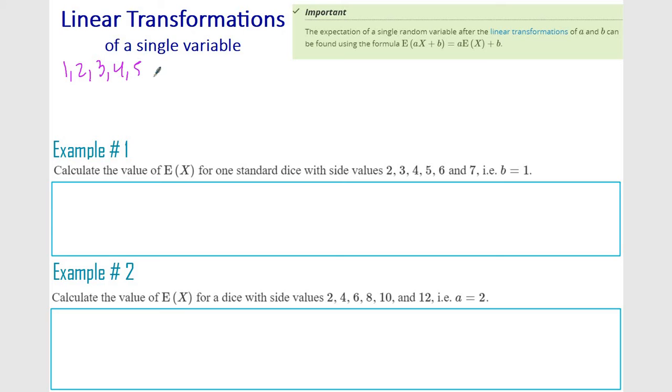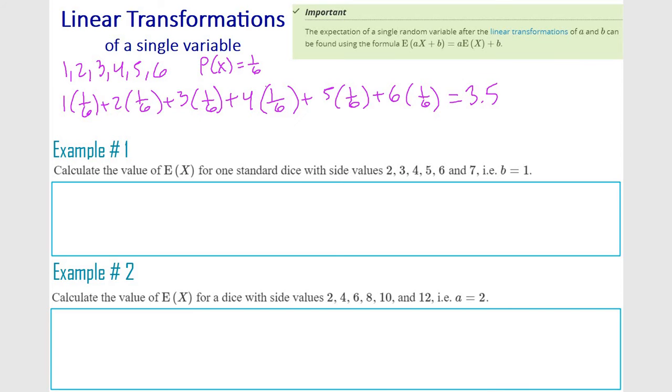3, 4, 5, 6. The probability of any roll is 1 out of 6. So, how do we find the expected value? Well, hopefully you remember this. It's 1 times 1/6, plus 2 times 1/6, and so on. So the expectation of rolling just a regular die would be 3.5.